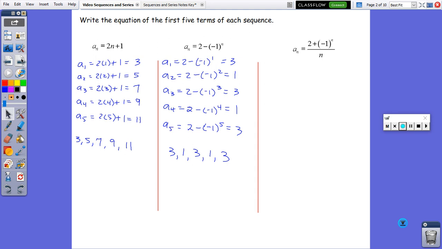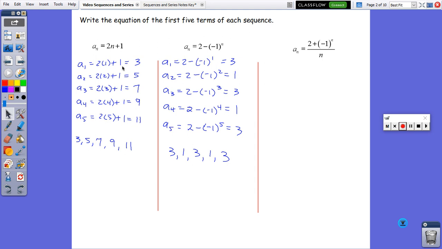Write the first 5 terms of a sequence. So we have a sub n equals 2n plus 1. So it's just a matter of plugging in, n equals 1 the first time, and calculating that out, and then doing the same thing with 2, then 3, then 4, then 5. So you can see I went ahead and showed my work here to give you a visual, and it's just a simple sequence of 3, 5, 7, 9, 11. A little arithmetic sequence that we'll talk about more later on.